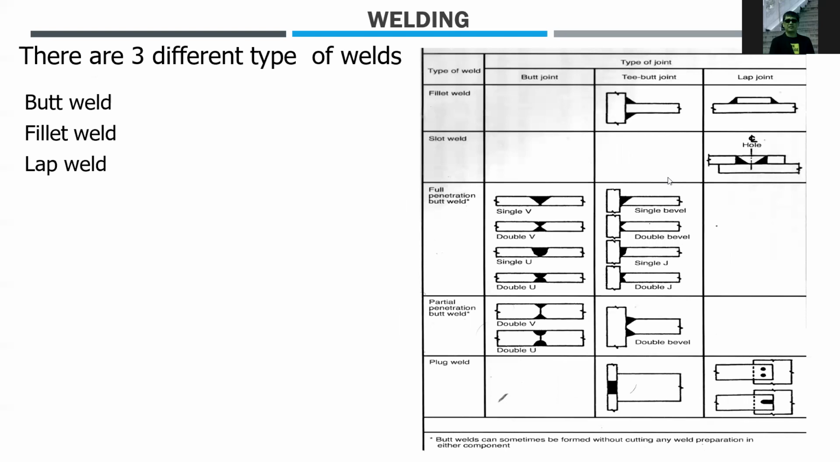And another one is welding. There are three types of welds. We have the butt weld, as you can see in the figure. We also have the fillet in joining two sections. That is the full penetration butt weld. And also the lap weld, and the fillet weld.